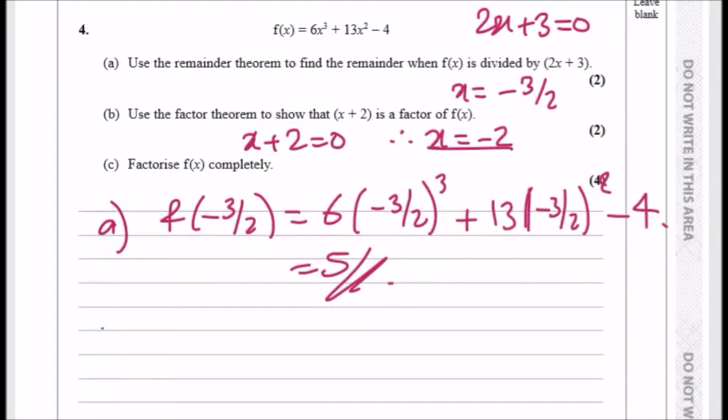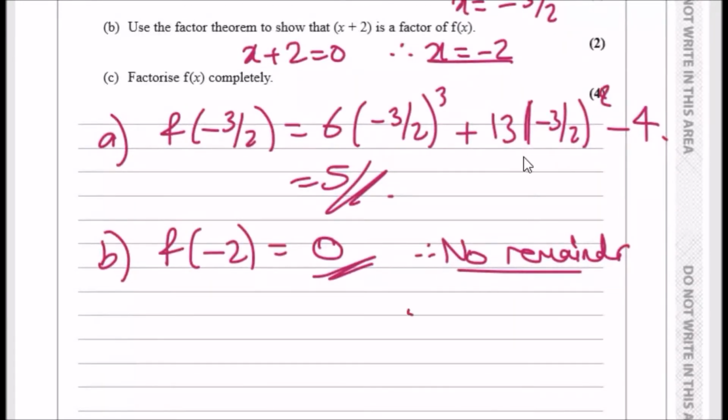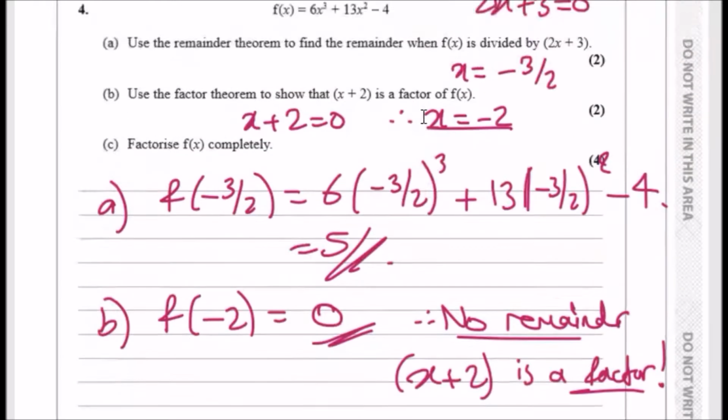So again, B is just like A. Plug in the value minus 2 into this equation, same style, and to prove that it's a factor, your final solution should be 0. No remainder. So no remainder implies that this term can be used to factorize this expression. So it's a factor. x plus 2 is a factor. Thankfully, these questions usually tell you what to do, so that's cool.